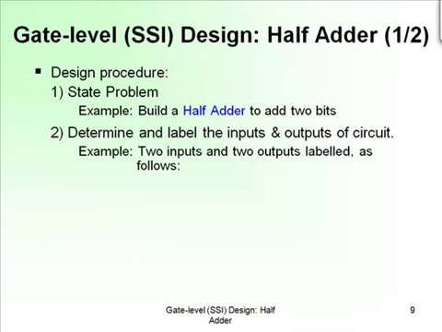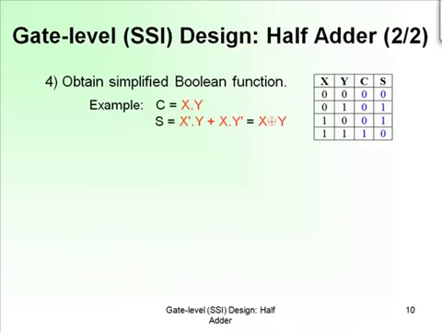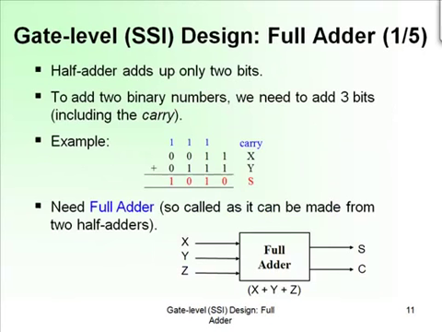So if we're going to design an SSI using gate level design, build a half adder, well, we know how to draw a half adder, so we can start off with that. Draw the truth table as we did before, and then obtain a simplified Boolean function and create the gates for that. So we draw the logic diagram. So we've created our half adder right here in the most simple format possible.